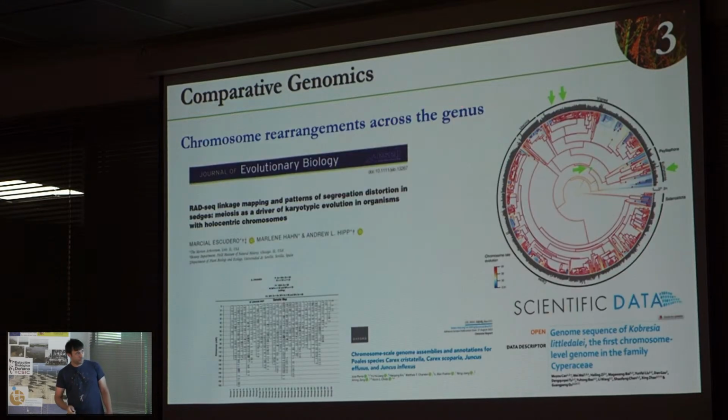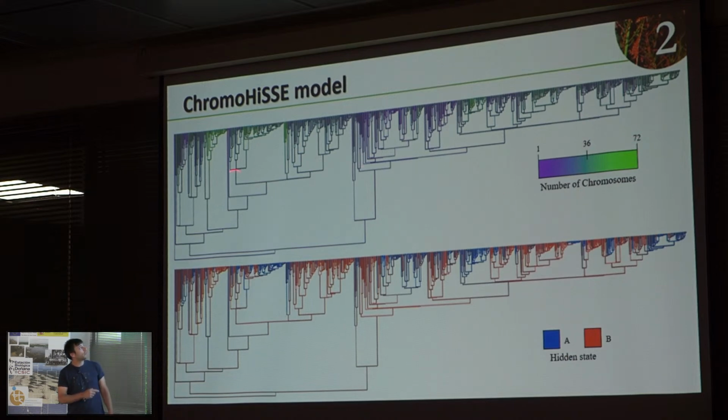So I show you here the reconstruction of chromosome number across the phylogeny. High chromosome number in green, low chromosome number in purple, and also these two hidden states. We can see a very tiny association between high chromosome number and the state A. So when we have high chromosome number, we are in the state A in which chromosomal speciation is very important. But this association is not really that strong. We can have other parts in the phylogeny in which we have low chromosome number, and we are in a state in which chromosomal speciation is very important.